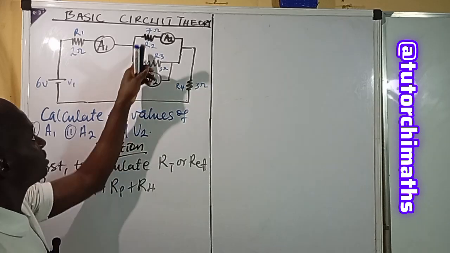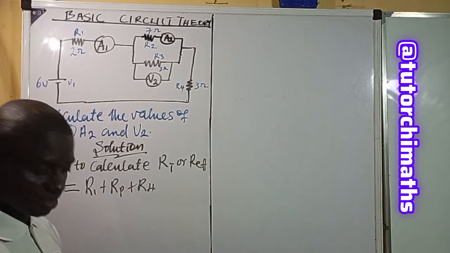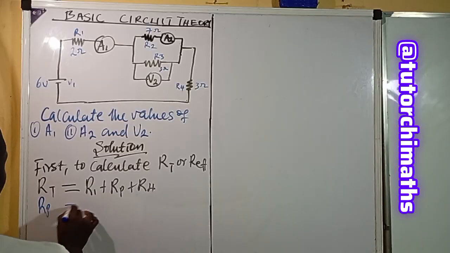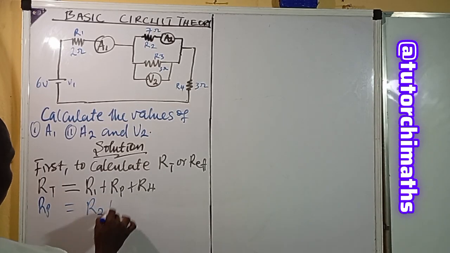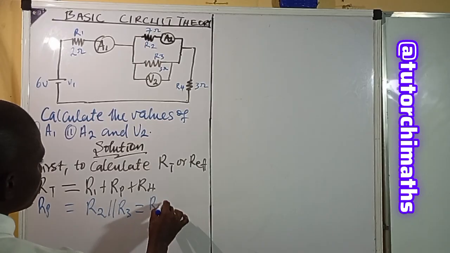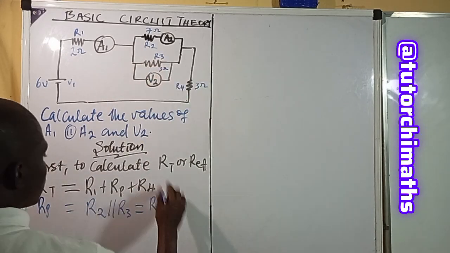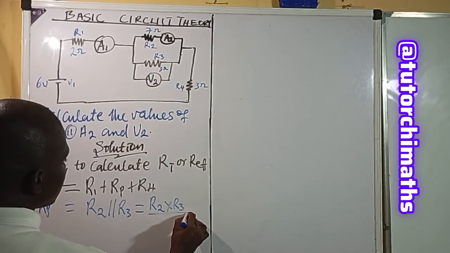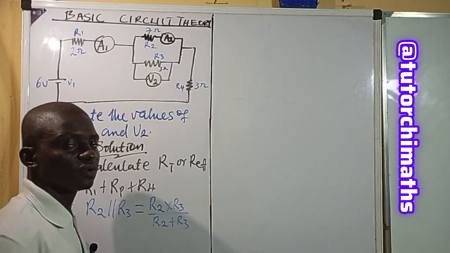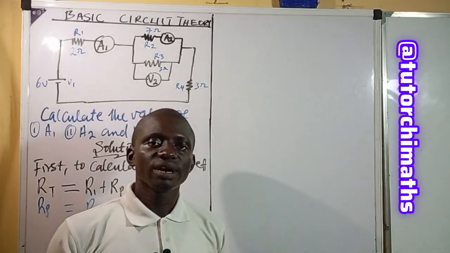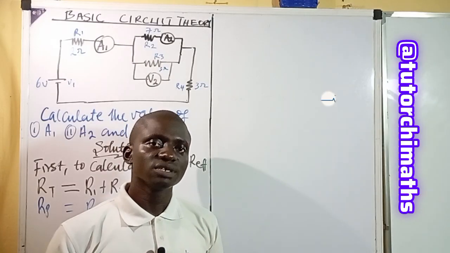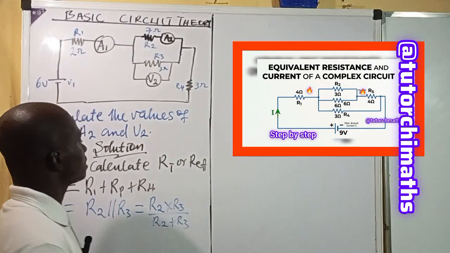RP is this parallel resistors, so RP is equal to R2 parallel R3, which is the same as R2 multiplied by R3, then divided by R2 plus R3. This is for two resistors in parallel, so just take the product divided by the sum. For more, please take our effective resistance class.